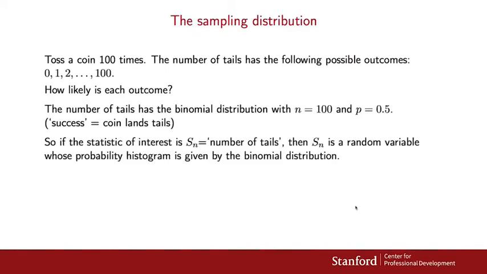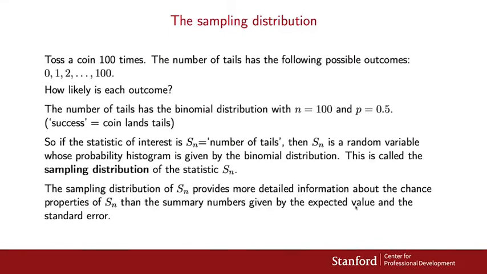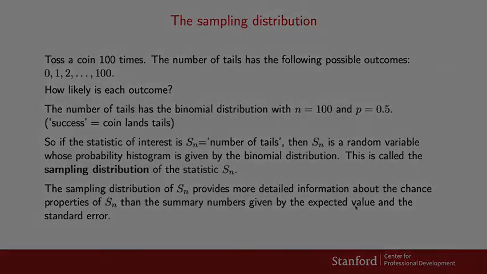So if we are interested in the statistic that counts the number of tails, then this statistic is a random variable whose probability histogram is given by the binomial distribution. This is called the sampling distribution of the statistic. The reason why we use a sampling distribution is because it provides more detailed information about the chance properties of the statistic than the summary numbers given by the expected value and the standard error alone.